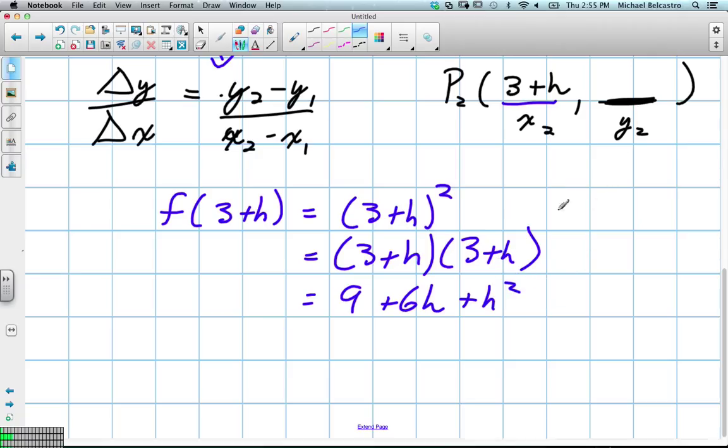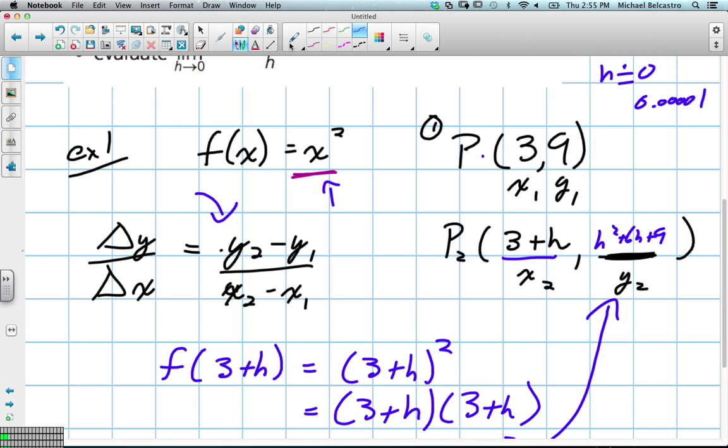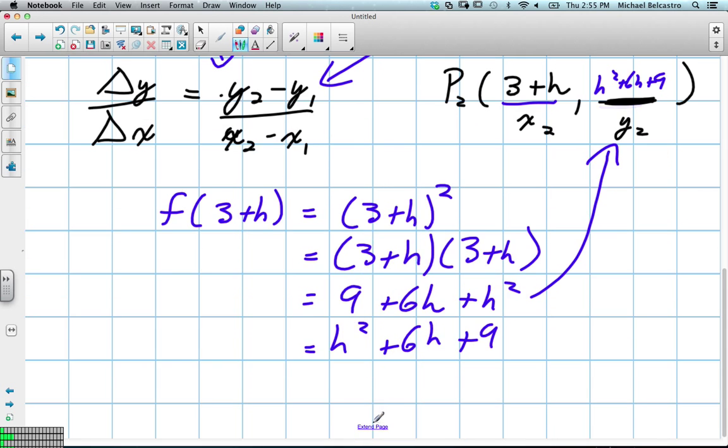So our y2 value is actually this, or if we rewrite it, which we probably should, h squared plus 6h plus 9 is our y value. That would go in right here, h squared plus 6h plus 9. So this idea now is that we can find our rate of change by this being our x2 and y2, and x1 and y1. So we're going to plug those values into our slope formula to find the rate of change.